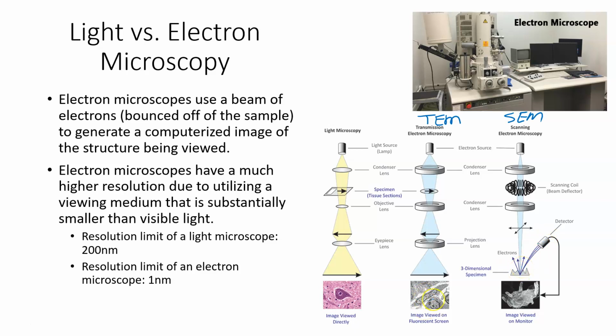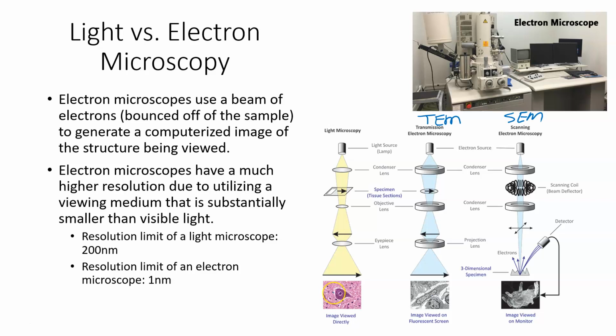In transmission electron microscopy, we send those electrons through the sample, and that's not going to give us surface detail like we can see here. It's going to give us that X-ray type image where we can see internal structures of a cell. Both are really important, and both have a very specific purpose.